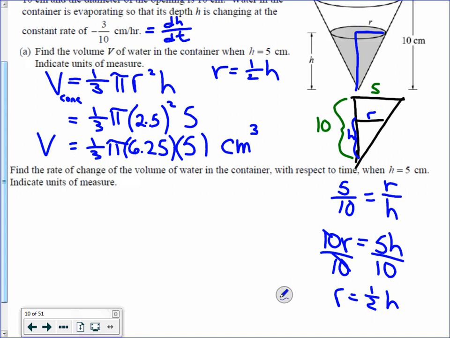What they did that for was to make you think, oh yeah, how do I get the radius in terms of the height using similar triangles? So now they're asking us, find the rate of change of the volume of the water in the container with respect to time when h is 5. Indicate units of measure. Okay, so what are we looking for here? Find the rate of change of the volume of water in the container, dV/dt. So this water is evaporating, the volume's changing. We want to find how fast it's changing, when h equals 5.